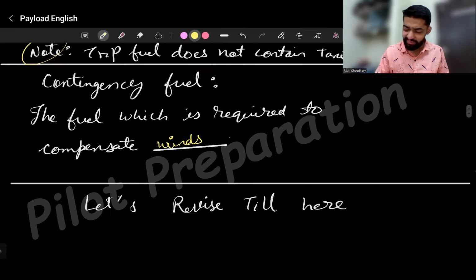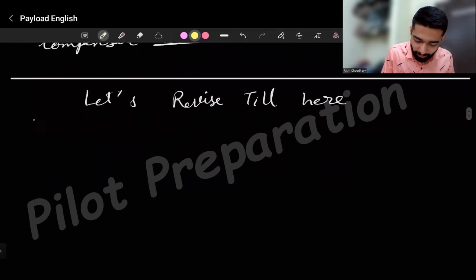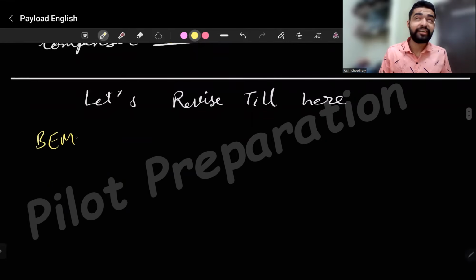Now, let's revise till here, isn't it? So first we talked about basic empty mass. Basic empty mass consists of the airplane's manufactured mass plus pyrotechnics plus fire extinguisher plus oxygen mask and usable fuel, non-usable fluid, and lubricating oil. And I'm missing one or two things, you can remember. Basic empty mass, then we had this variable load.